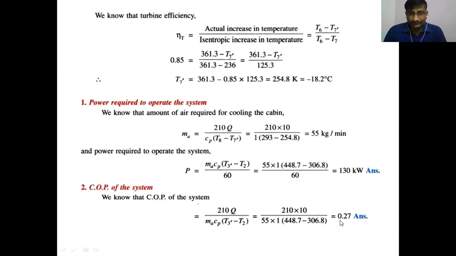bootstrap system. Here, these are the two parameters asked: 130 kilowatts power is required and 0.27 is the COP of the system. I hope you understand this problem. This total data is given related to a bootstrap system.